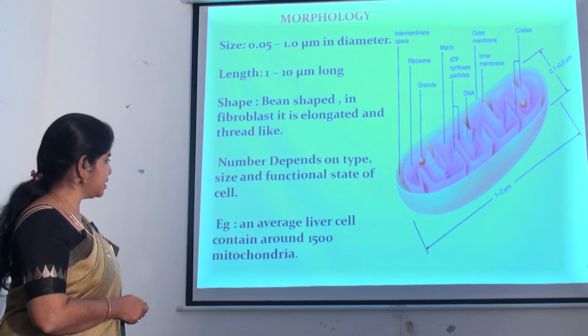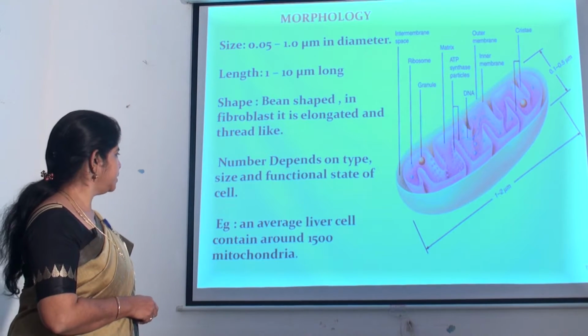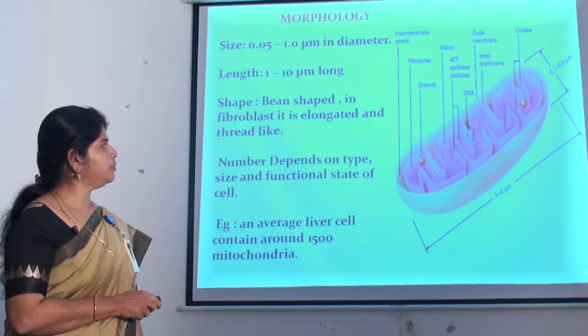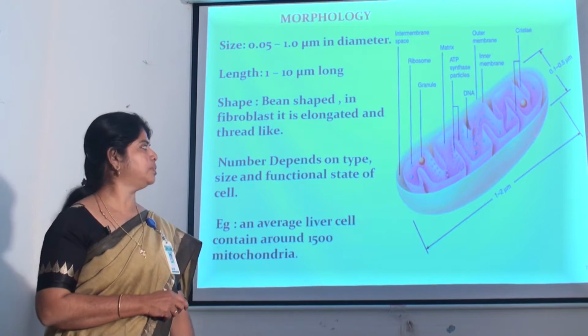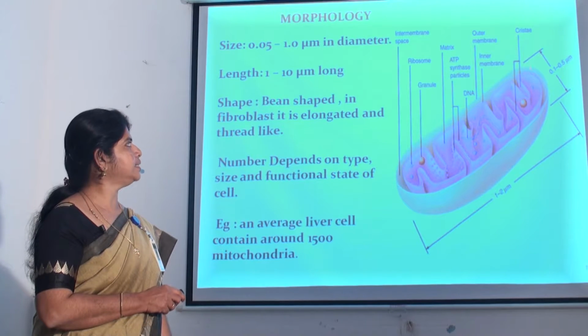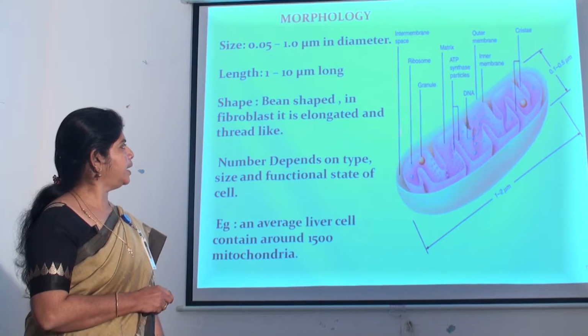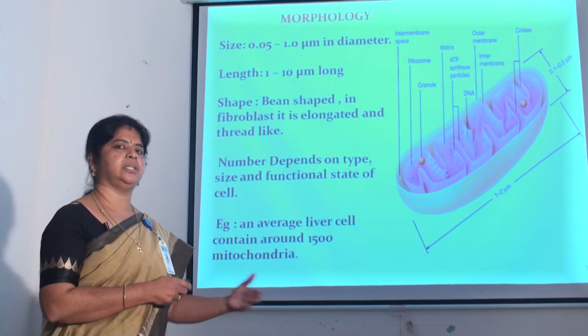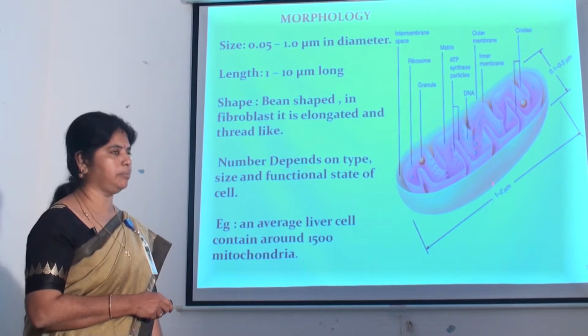For example, an average liver cell contains about 1500 mitochondria, and you can see this is the clear image of the mitochondria. This is the length, and this is the diameter, and this membrane is called the outer limiting membrane. You can see them one by one in the coming slides.